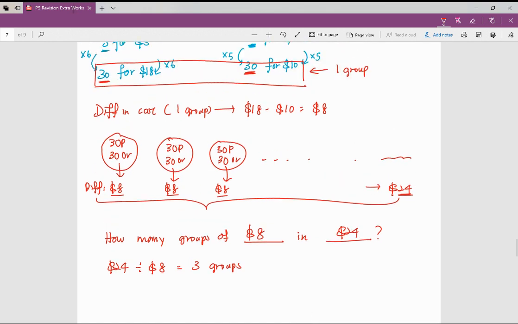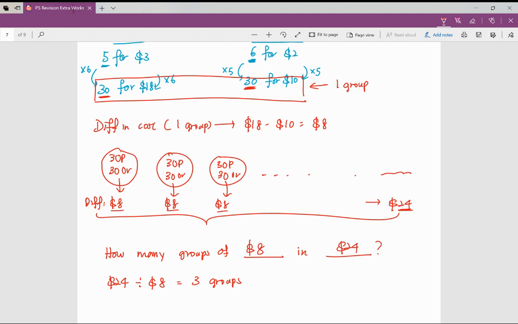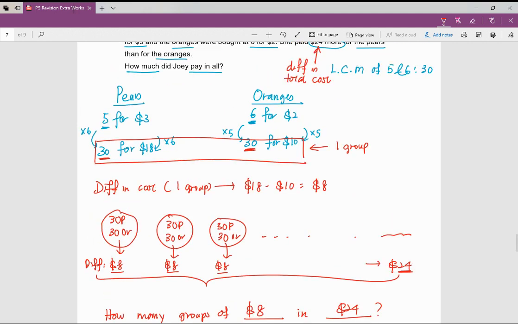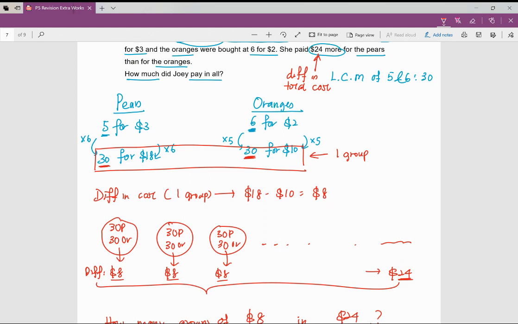Let's come back to our one group. Our one group is this one, the one that I boxed up on top here. So I have 3 groups of this. And they're interested in finding how much Joey paid in all. So you need to find out for yourself in one group what the total cost is first.